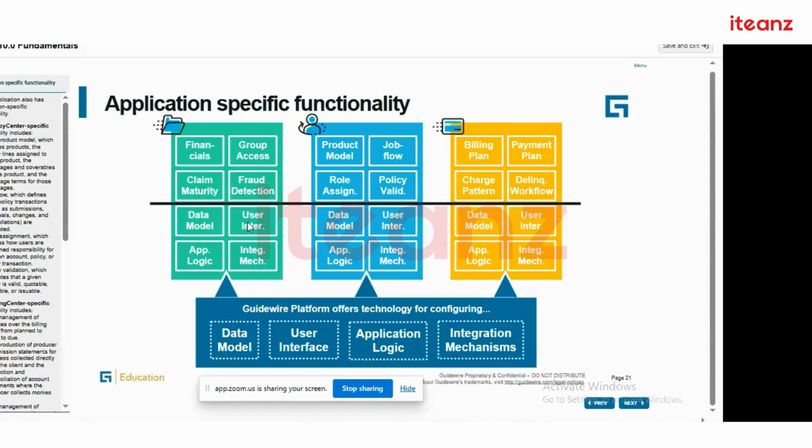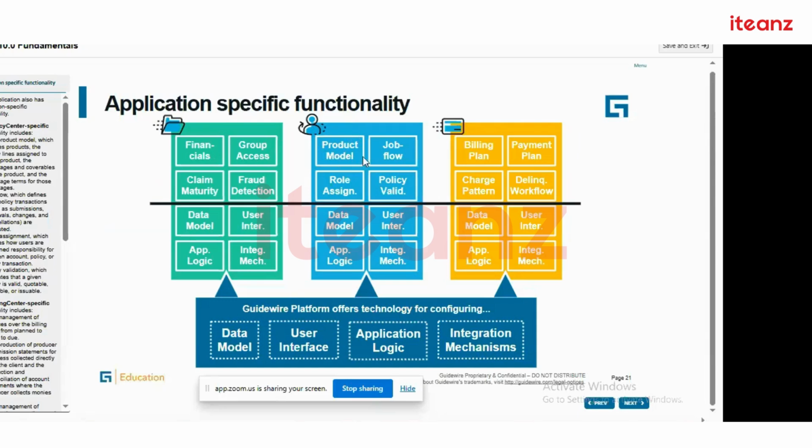Okay, so this is what I mentioned earlier. We have different layers, right? Application specific functionality, basically. So this is claims. I think financials, group access, claim maturity, these are all claims related. And this one, right, product model.